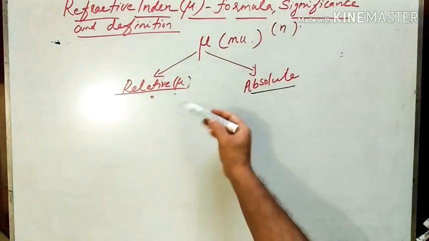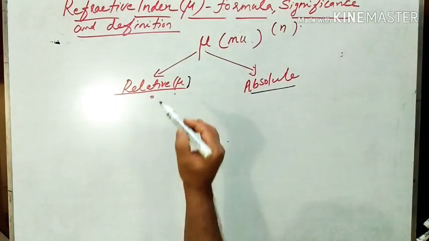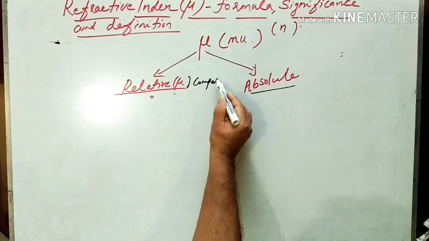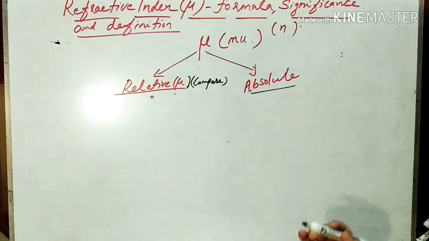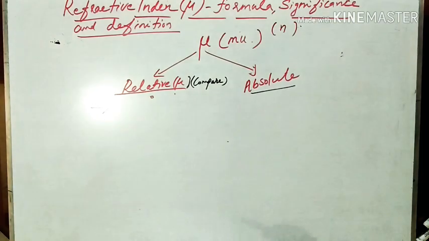First, we will learn about relative refractive index. From the name itself, relative refractive index means we are comparing. Actually, we are taking the ratio or doing the comparison of two quantities here. All right. So the relative refractive index. The first relative refractive index was given by Snell's law.